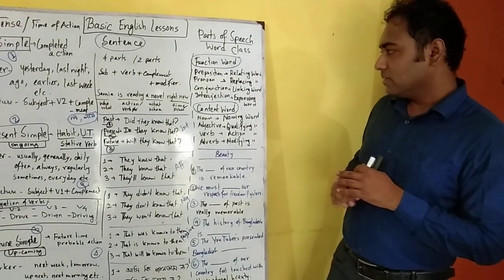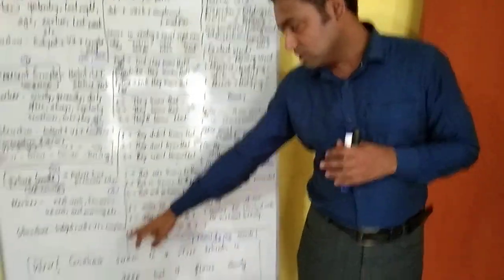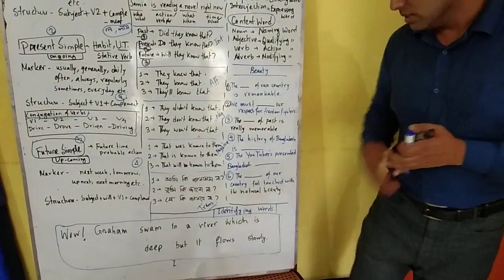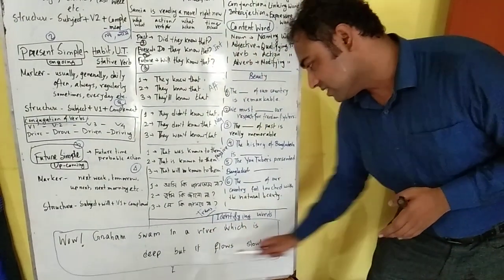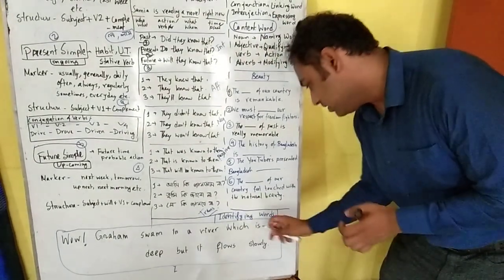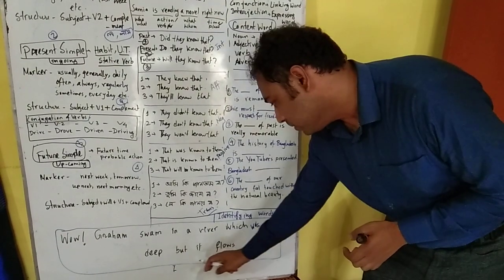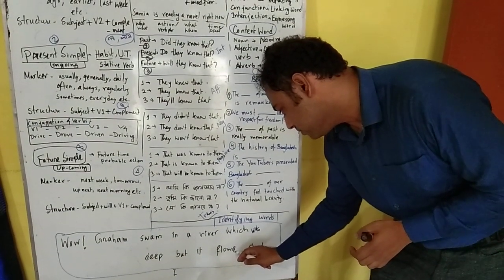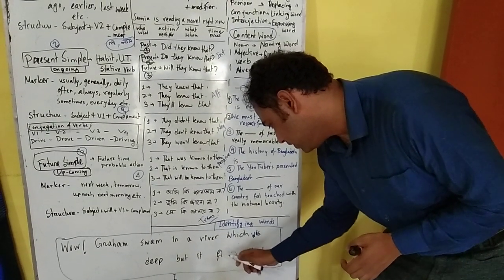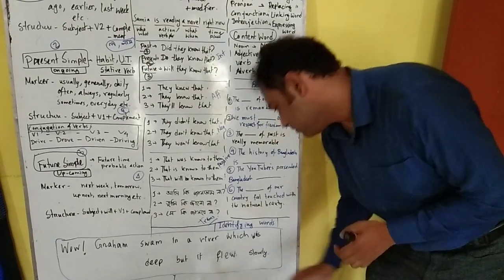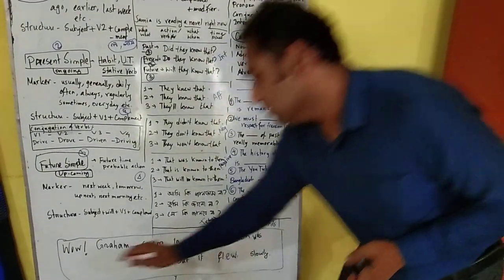Hopefully I've understood this. Now let's practice a little. As you can see below, I have written a sentence. Wow, Graham swam in a river which is deep. So let me change it. Which was, it will be, because it's past tense. Which was deep, but it flowed. Flow, flew, flown. So flew slowly.